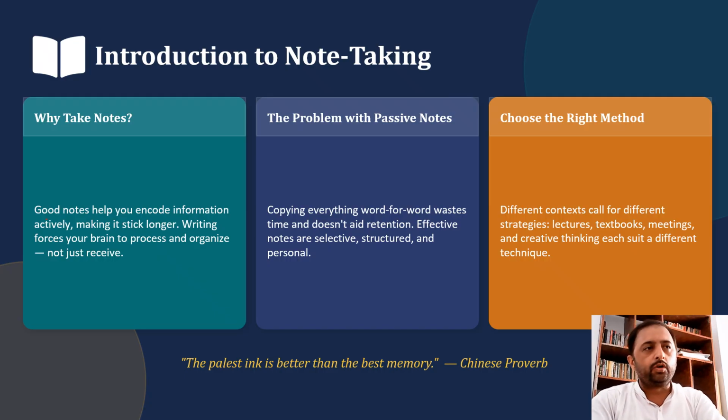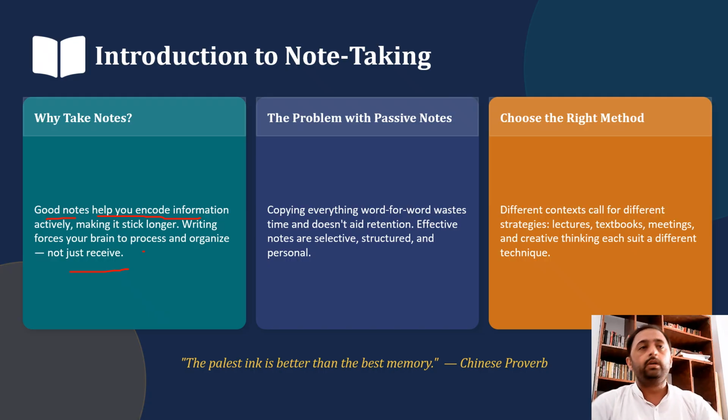We take notes because good notes help you encode information actively and make it stick longer. Writing forces your brain to process and organize, not just receive. It's always going to work with your mind because you have written keywords, keynotes, and key ideas, and these are all the essentials of the academic text which you have written or read. So these are going to be processed by your brain.